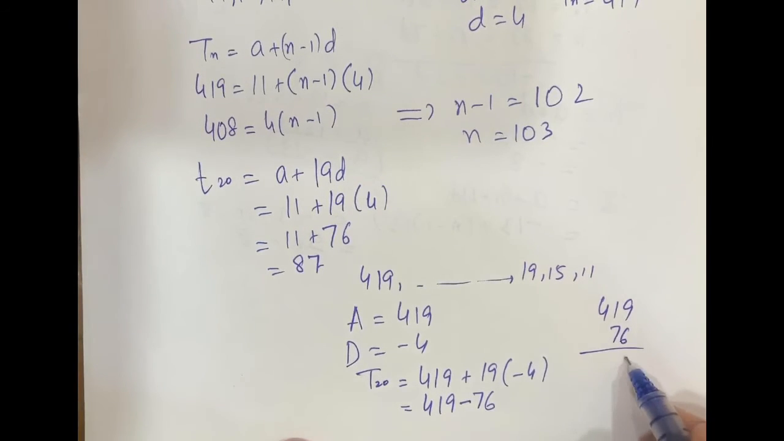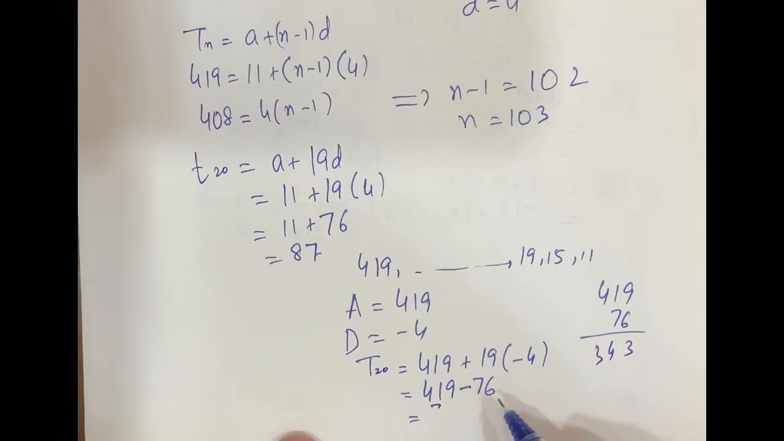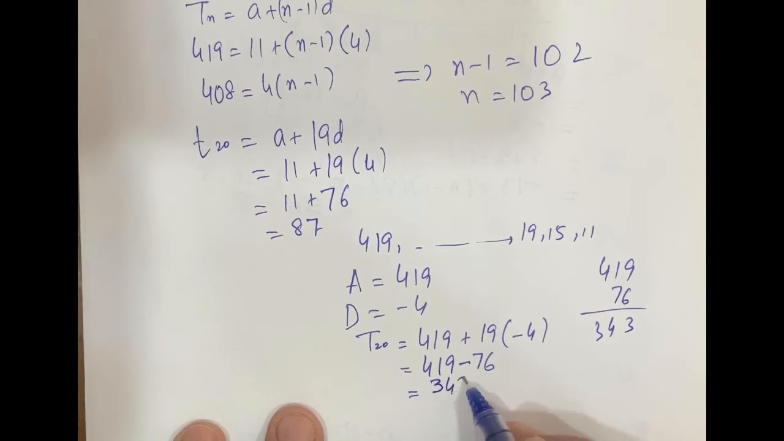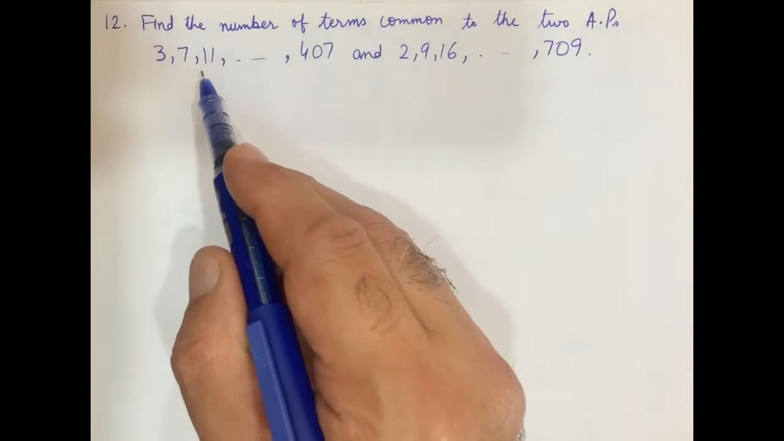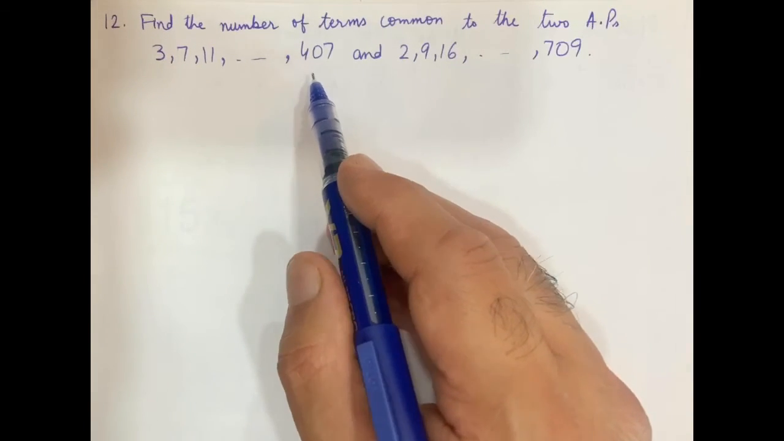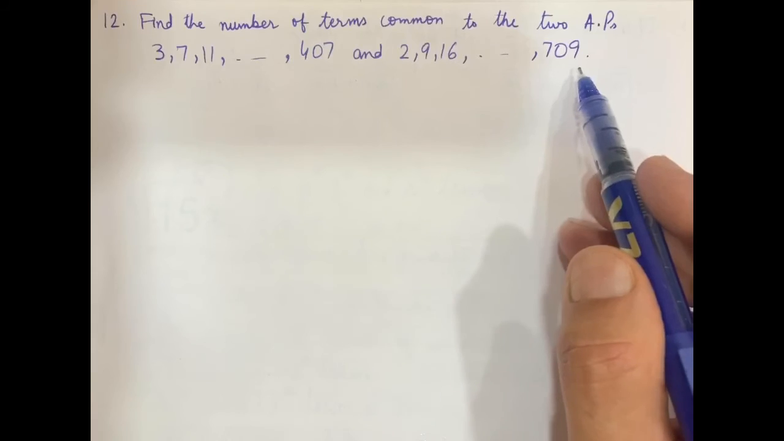419 minus 76 is 343. So 343 is the answer. 343 is the 20th term from the end. Next question, we are given two APs, 3, 7, 11 up to 407 and 2, 9, 16 up to 709.